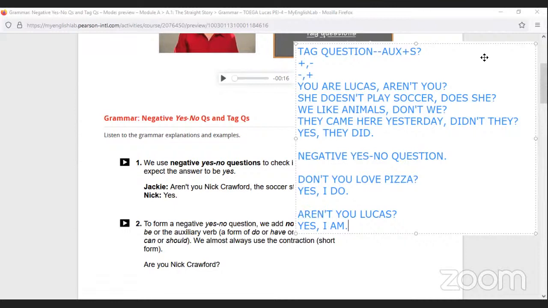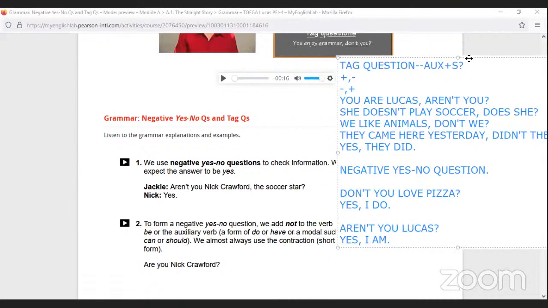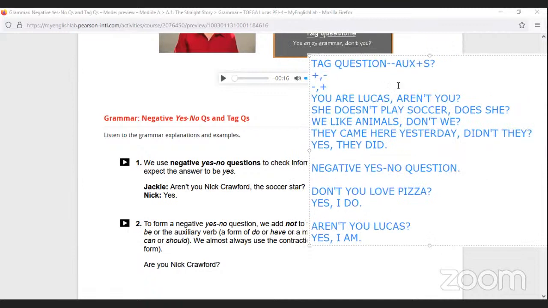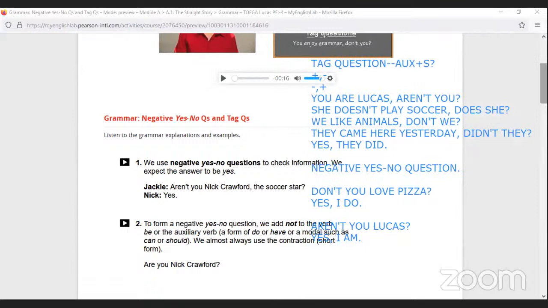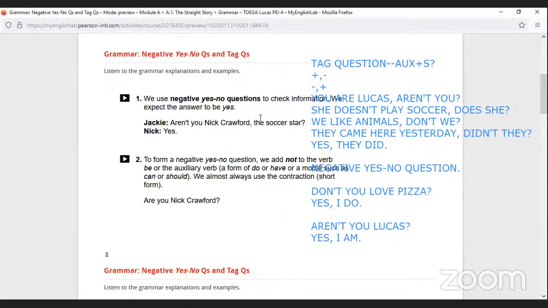Okay, so those are called tag questions. The tag question, the first tag question that we know, is always going to be at the end. The negative yes/no question is always at the beginning, because we are starting with the auxiliary. So that is the only difference. Here in the platform, we can see, for example, negative yes/no questions.